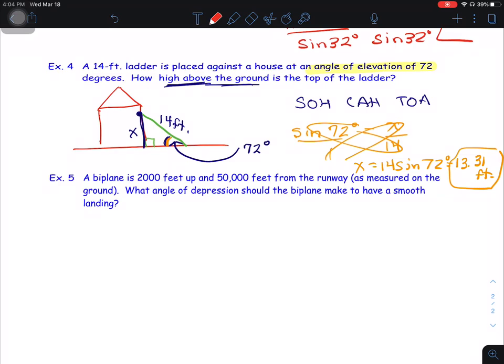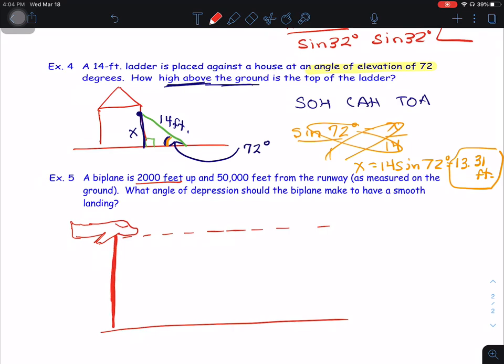Okay, so this last problem is a problem where we're actually asked to find an angle. This is talking about an airplane, a biplane. Here is this airplane that's flying horizontally down here to the ground, so it's flying parallel to the ground. When it says it's 2,000 feet, that means if it were to drop straight down out of the sky, the altitude of that plane is 2,000 feet. So we want to label that 2,000 feet. When it says it's 50,000 feet from the runway, and here's the key phrase here, as measured along the ground. So let's say right here's where the runway starts. Measured along the ground here, this is the 50,000 feet.